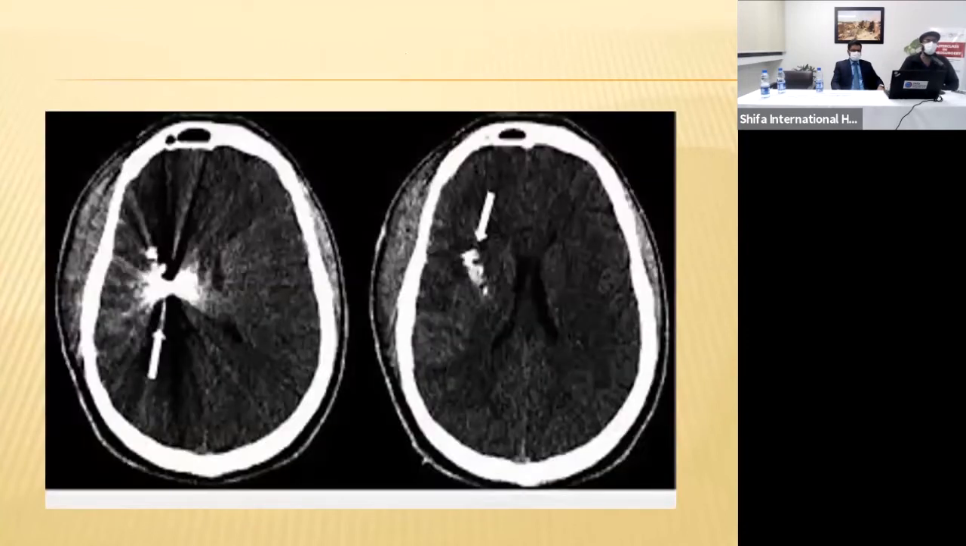This is the CT scan of a patient with a penetrating head injury. There is a metallic object inside the brain that has penetrated into the skull and into the brain. That is most probably a shrapnel of a bullet.